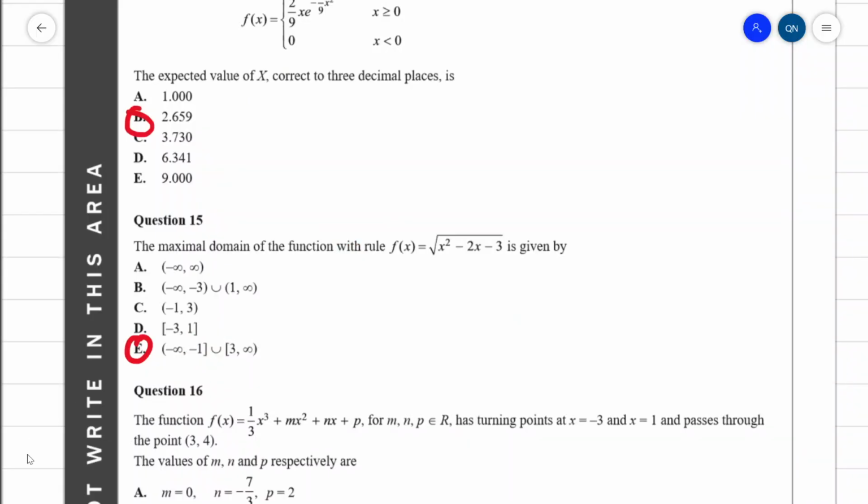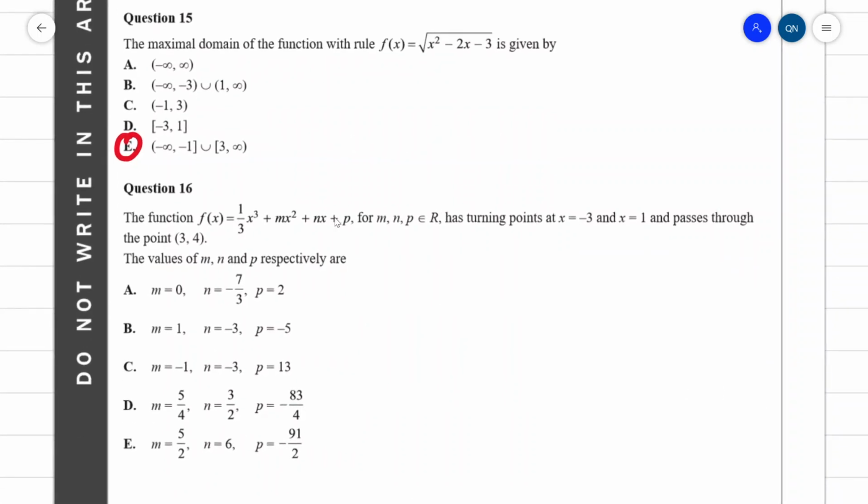Perfect. All right, question 16. We're given a cubic, and we have some unknown parameters m, n, and p. We're given some information about the turning points of this cubic. It has turning points at negative 3 and 1, and it also passes through the point (3, 4). So I'll show you guys a nice way to do this one.